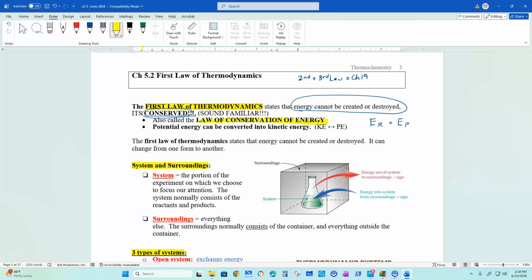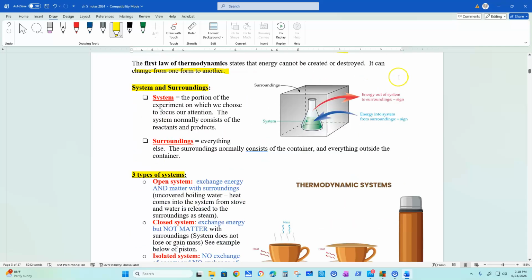You can call it the law of conservation of energy, the first law of thermodynamics. Either one is fine. This also pertains to how potential energy can be converted into kinetic, okay, which was what we just talked about in 5.1. The first law of thermodynamics states that energy can't be created or destroyed, but it can be changed from one form to another. Now, we got to talk about two key vocabs when we're getting ready to talk about thermal chemistry, because we're getting ready to correlate how chemical reactions get into this.